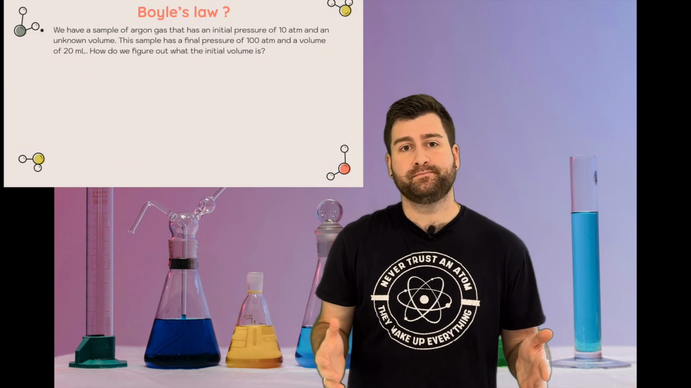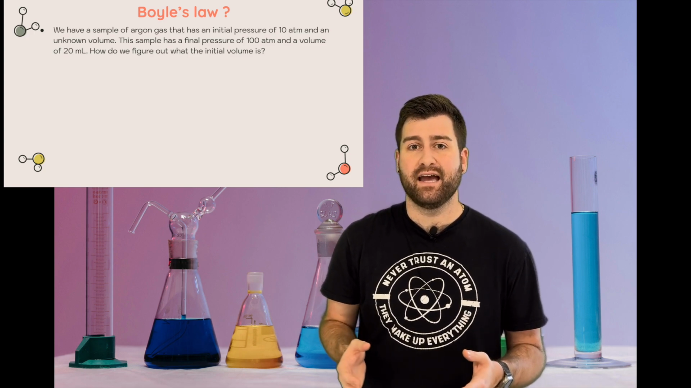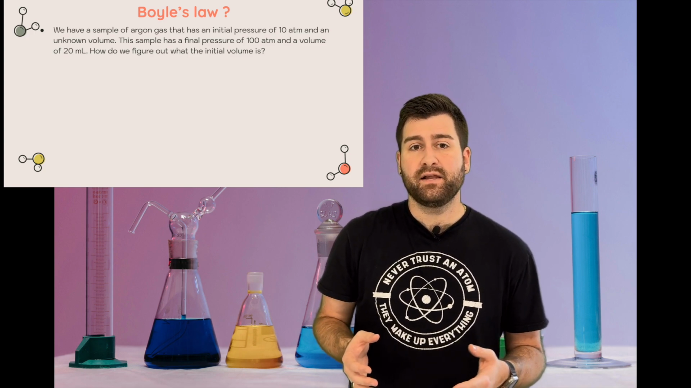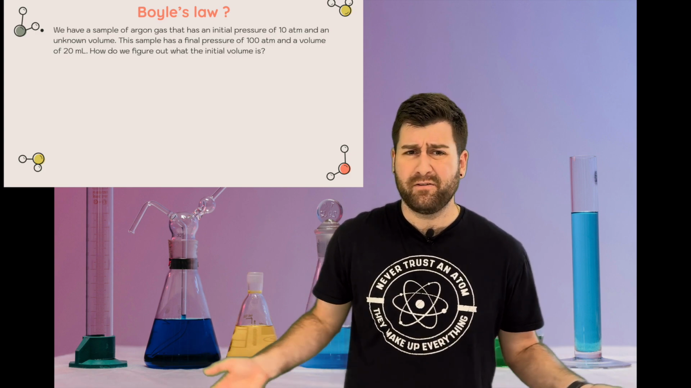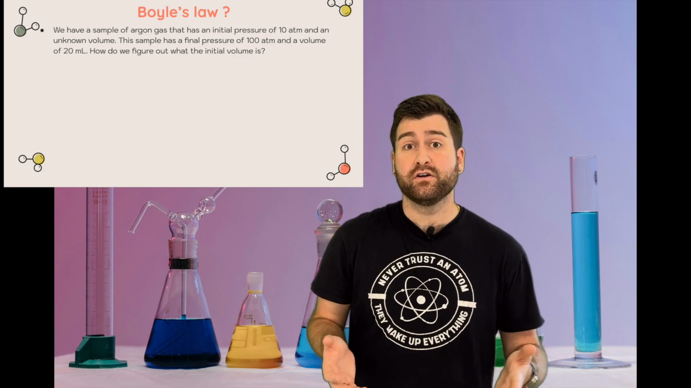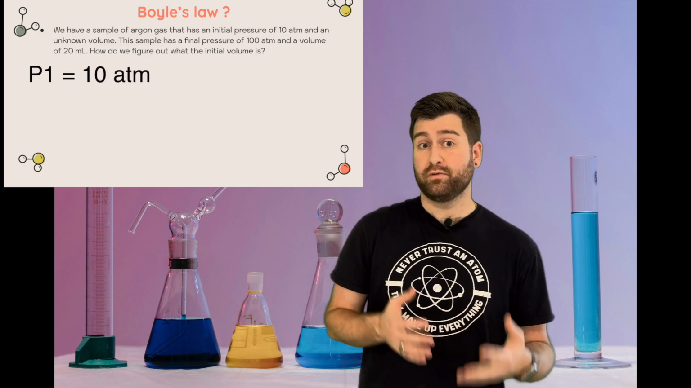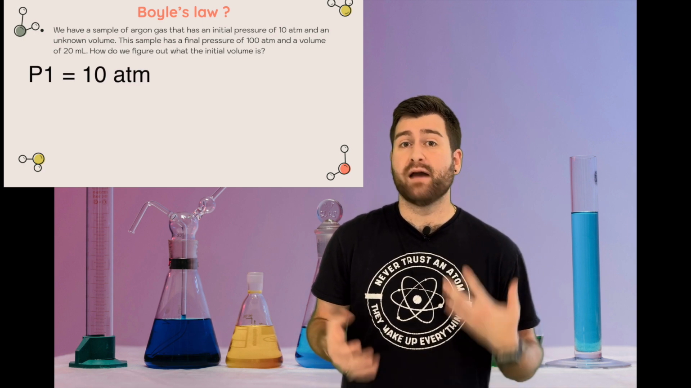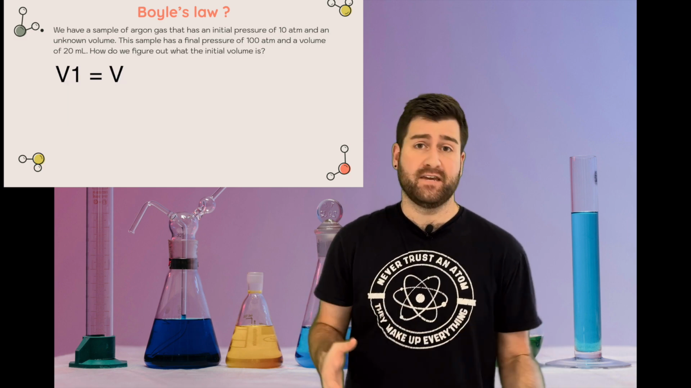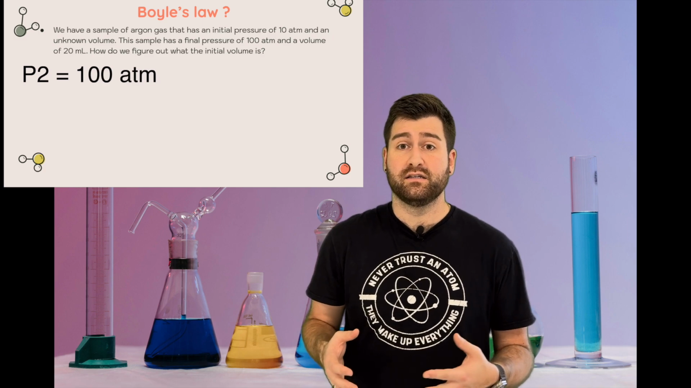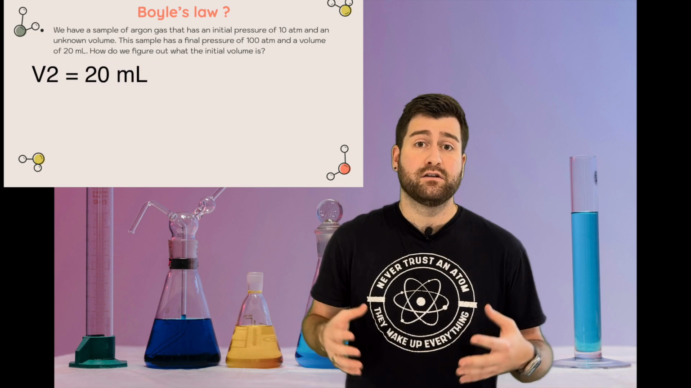Let's do a practice problem. We have a sample of argon gas that has an initial pressure of 10 atm and an unknown volume. This sample has a final pressure of 100 atm and a volume of 20 milliliters. How do we figure out what the initial volume is? First, let's identify what each of these numbers are. P1, the initial pressure, is 10 atm, atmospheric pressure. V1 is the initial volume, but it's unknown, so we'll call it V. P2, the final pressure, is 100 atm, and V2, the final volume, is 20 ml.